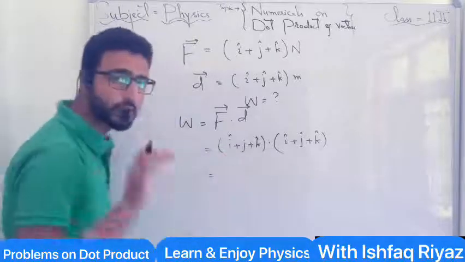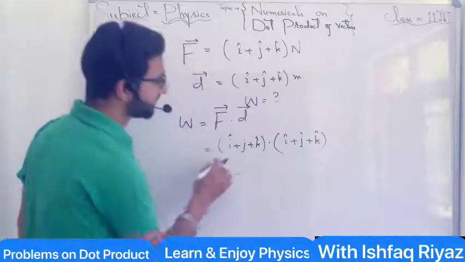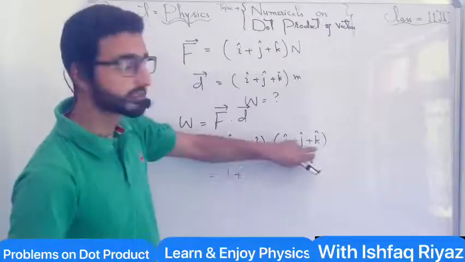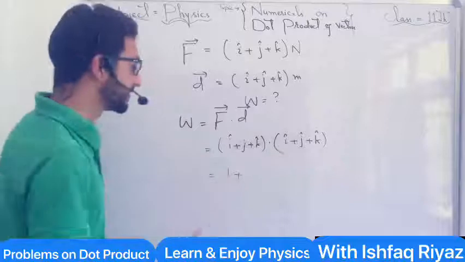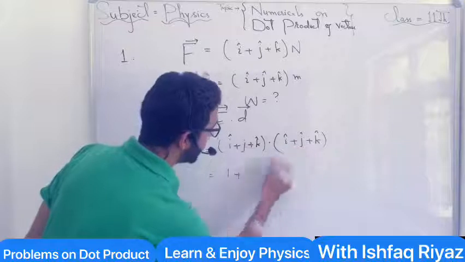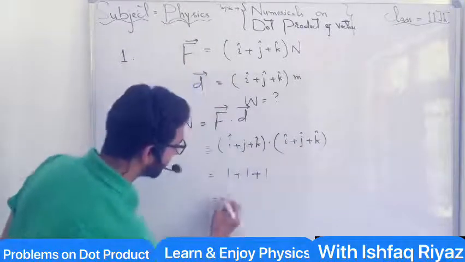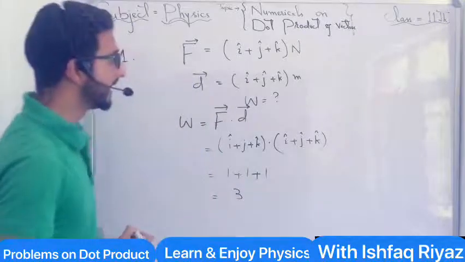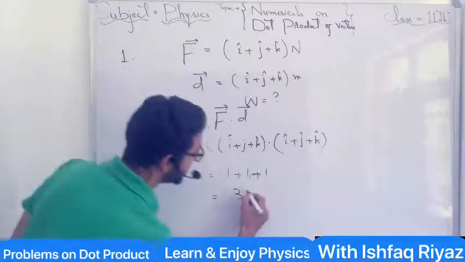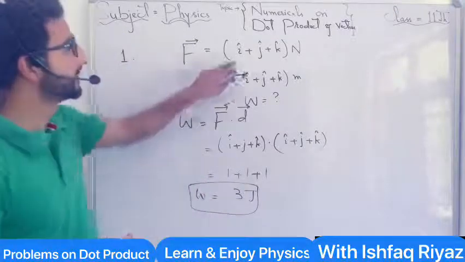I have to multiply the corresponding coefficients to get the dot product. This is 1, because I dot I is 1, J dot J is 1, K dot K is 1, and the rest of the terms vanish, that is I dot J equals 0. So 1 plus 1 into 1, which is 1, plus 1 into 1, which is 1. The sum is 3. The unit is Newton meter, and you are familiar with the SI unit of work, that is joule. So 3 joule will be the work done by this force.